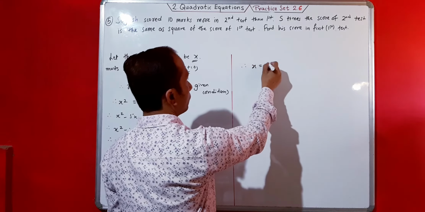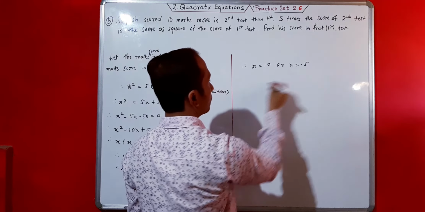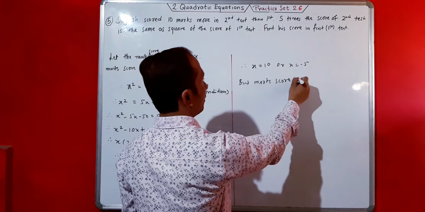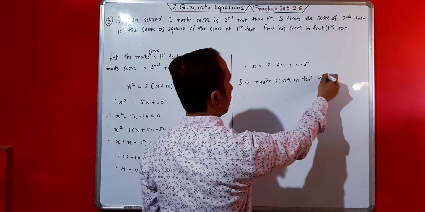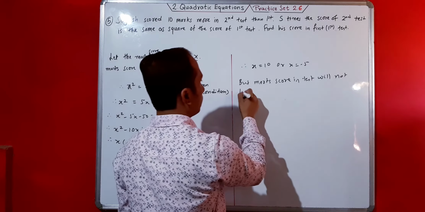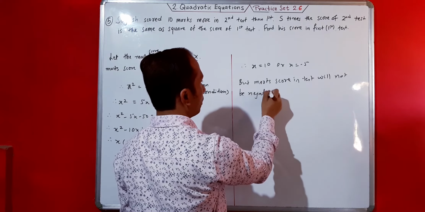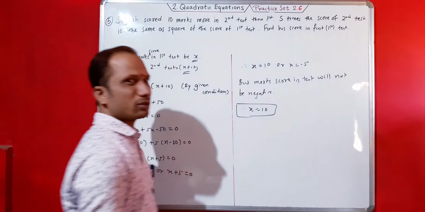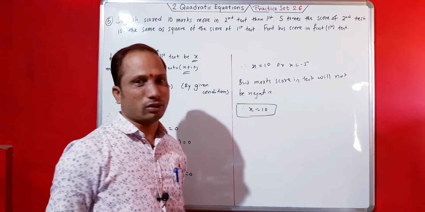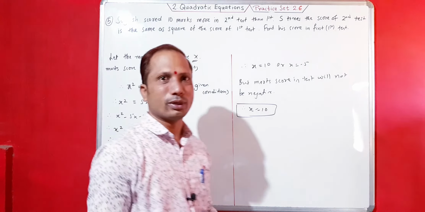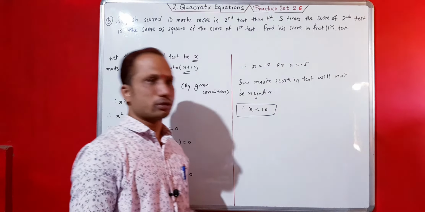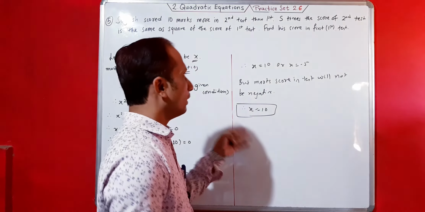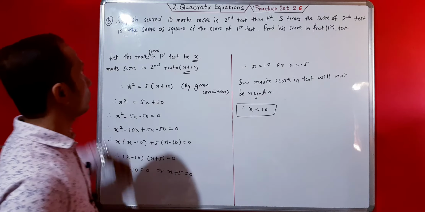Therefore x is equal to 10 or x is equal to minus 5, but the marks scored in a test will not be negative. Hence x is equal to 10. Maybe it is negative in some cases, but in this case it is not negative. Because you know there is negative marking possible in some aptitude tests, some competitive exams like the CAT, JEE. But in this case it is not. So the first test score is 10.